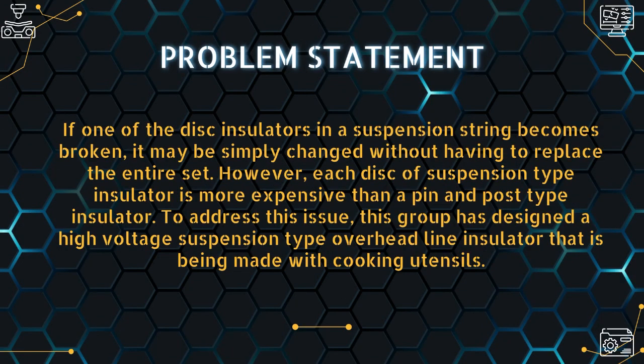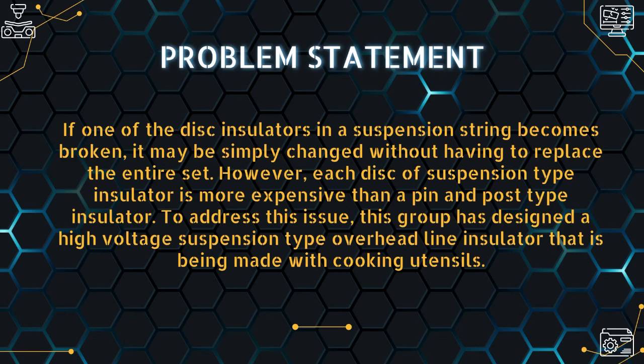We also had a problem statement. If one of the disc insulators in the suspension string becomes broken, it may be simply changed without having to replace the entire set. However, each disc of a suspension type insulator is more expensive than a pin and a post type insulator. So there is a difference. Replacing the entire set actually costs more compared to changing a pin or post type insulator. That's one of the problems that we are facing.